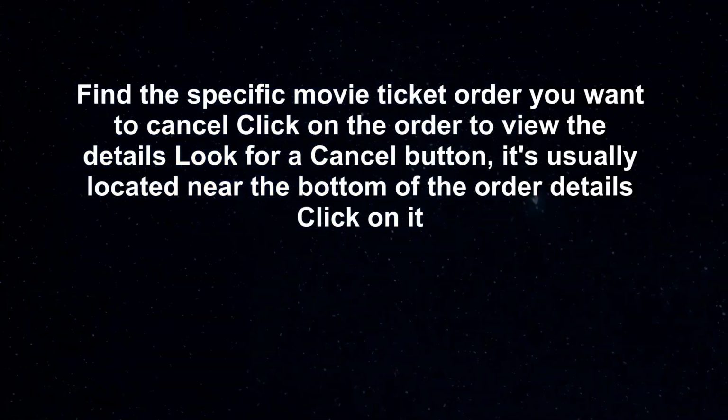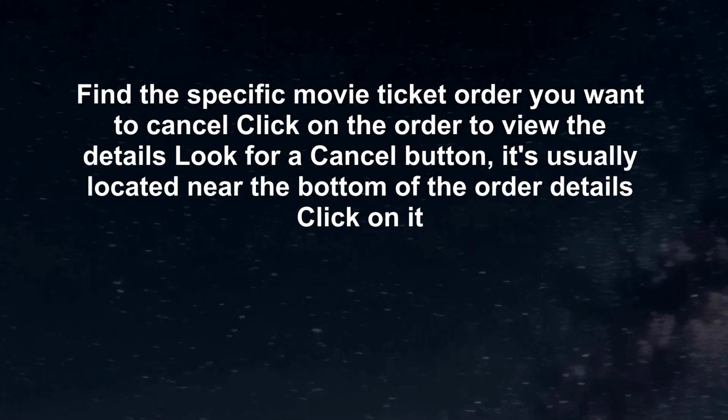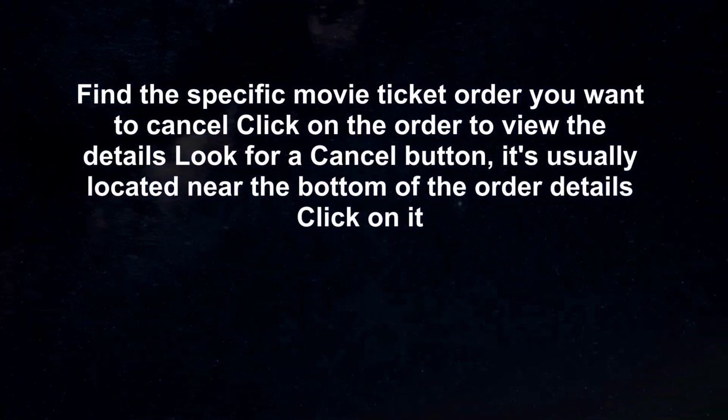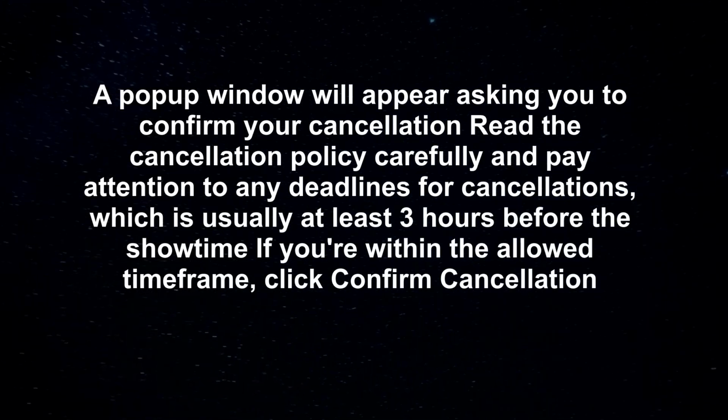Find the specific movie ticket order you want to cancel. Click on the order to view the details. Look for a Cancel button. It's usually located near the bottom of the order details. Click on it. A pop-up window will appear asking you to confirm your cancellation.